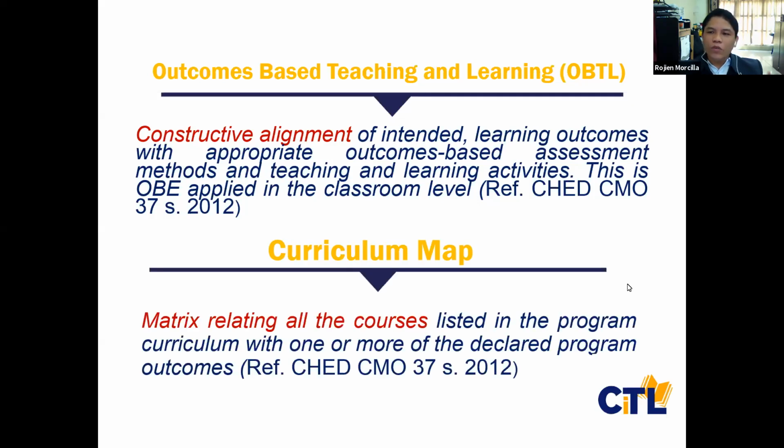And we say the curriculum map is a matrix relating all courses. This is the matrix we saw earlier with IED: introductory, enabling, and demonstrative. It is helpful now because it is a guide when we create our plan. It lists the program curriculum with one or more of the declared program outcomes, meaning the alignment between your courses and your program outcomes. This is made clear in our curriculum mapping.